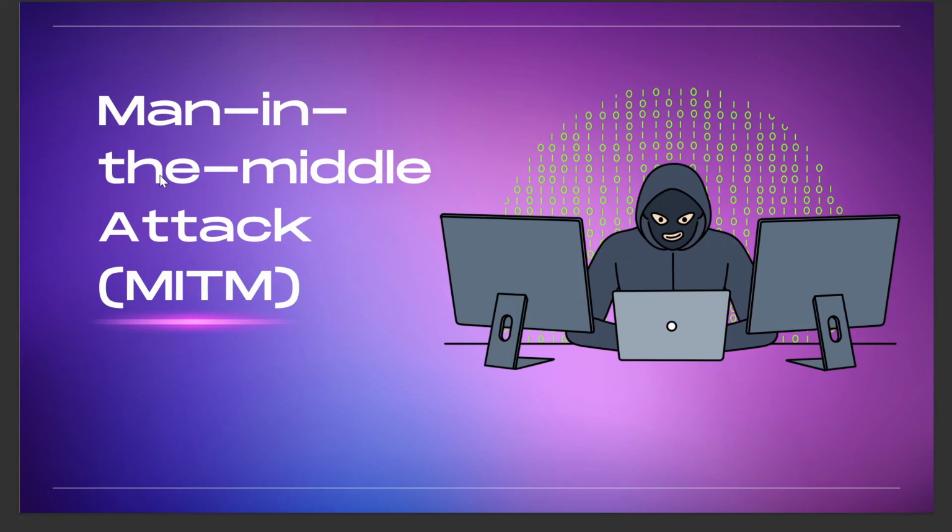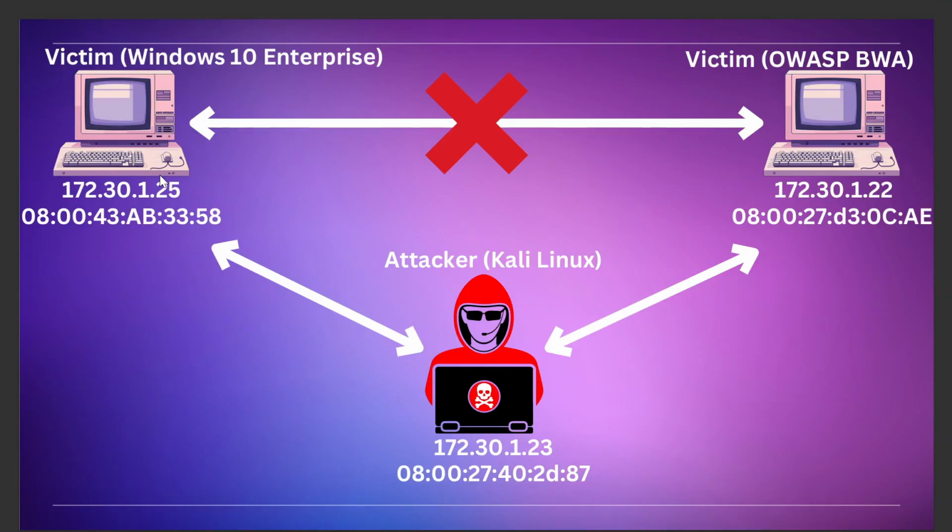Okay, so for this we are going to be making use of 3 machines. The Kali Linux here will serve as the attacker's machine, while the Windows 10 Enterprise here will serve as the victim, and the OWASP BWA vulnerable machine will also serve as the victim. To carry out this attack, we are going to be making use of the intercept tool present in Kali Linux. So we are going to be attacking these 2 machines here.